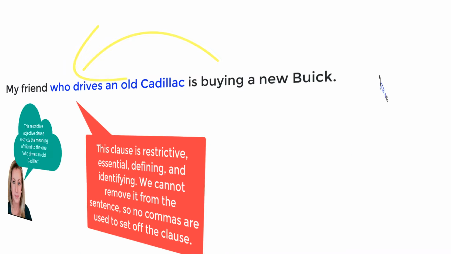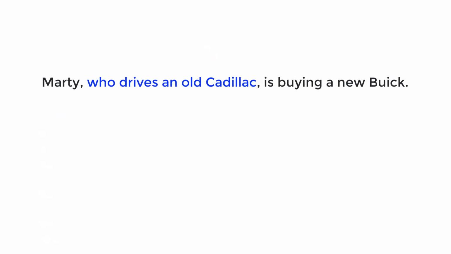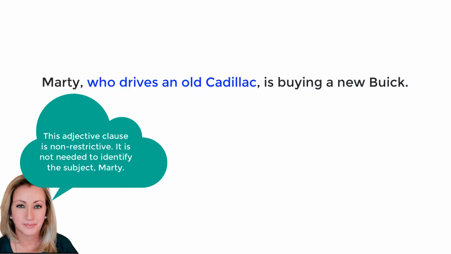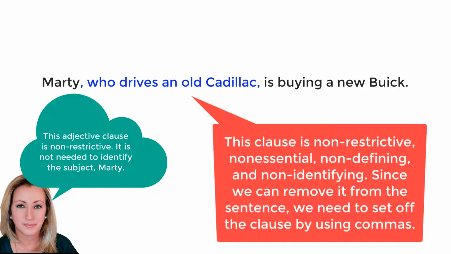Now let's change it around. If I say Marty, who drives an old Cadillac, is buying a new Buick, the adjective clause is non-restrictive. Notice that it is set off by commas, and I can remove it from the sentence, Marty is buying a new Buick, because it is not necessary to say that Marty drives an old Cadillac to identify Marty. We are already naming him.